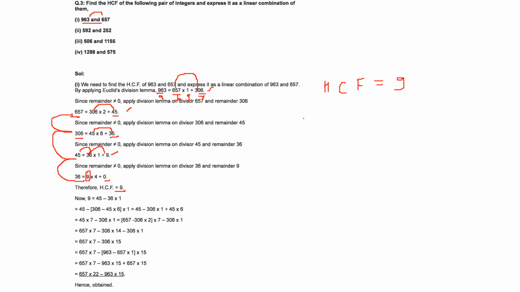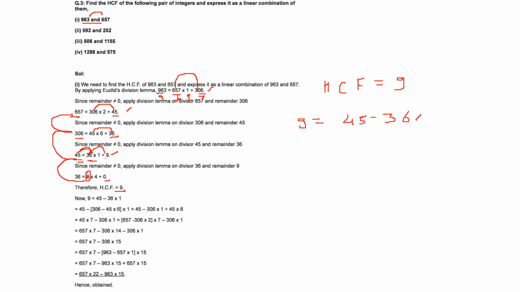So how do I write 9? 9 is equal to... how has this 9 come? 9 has come from 45 minus 36, right? So we can write it as 45 minus 36. I'm just backtracking. 9 has come when we subtracted 36 from 45, because 45 will be represented as 36 into 1 plus 9. So 9 is essentially equal to 45 minus 36.